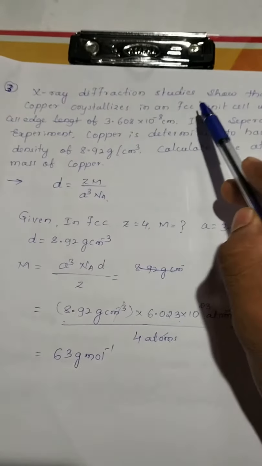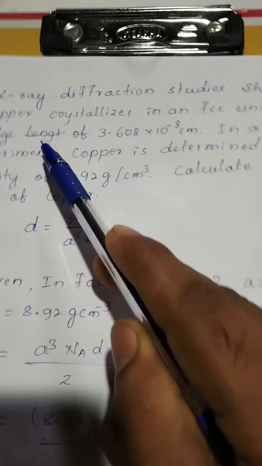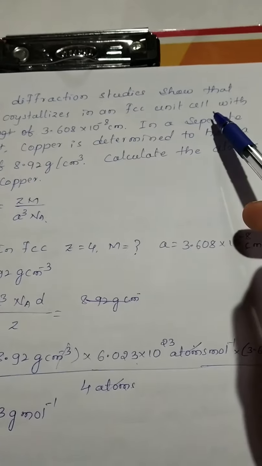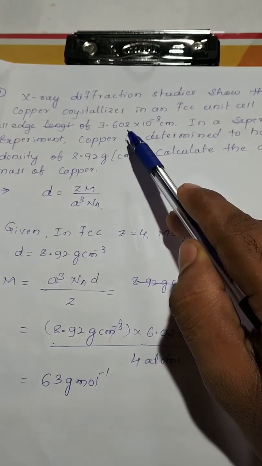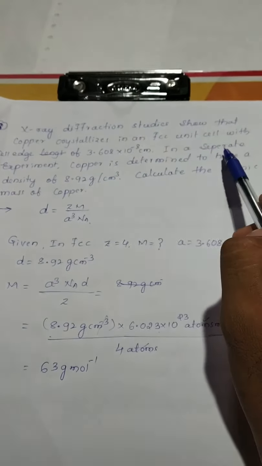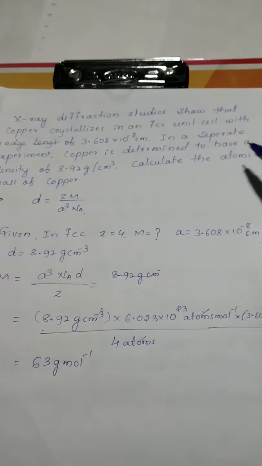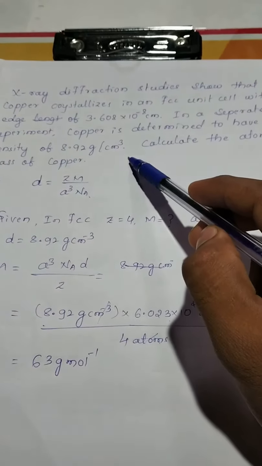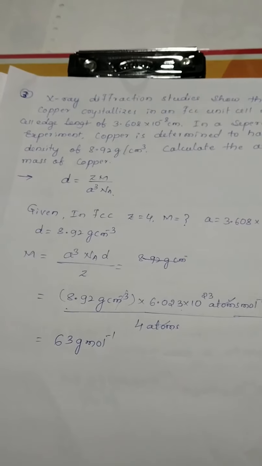X-ray diffraction studies show that copper crystallizes in an FCC unit cell with an edge length of 3.608 × 10^-8 centimeter. In a separate experiment, copper is determined to have a density of 8.92 gram per centimeter cube. Calculate the atomic mass of copper.